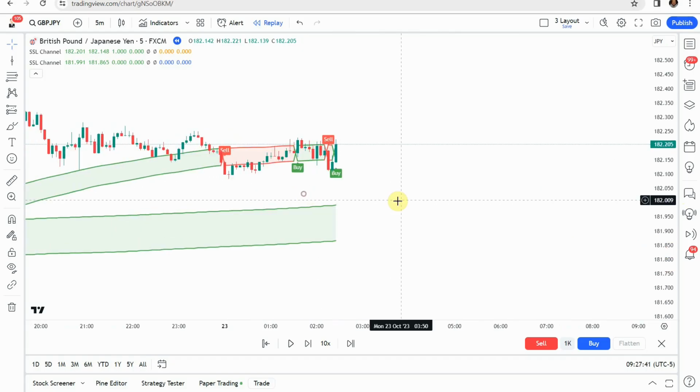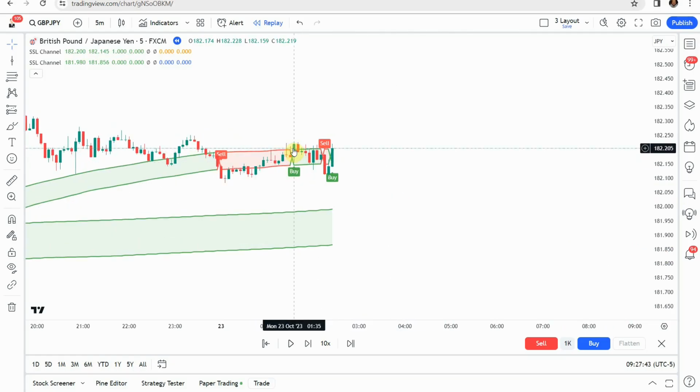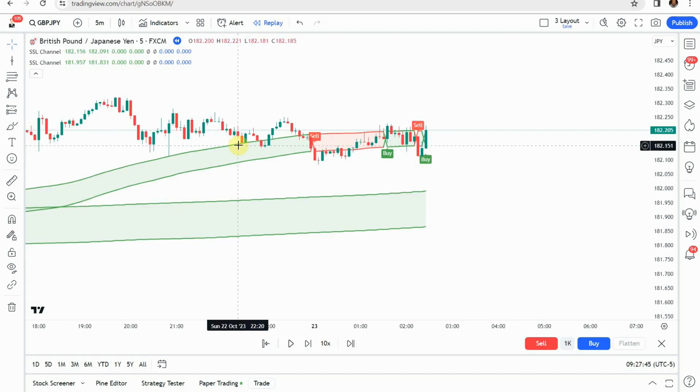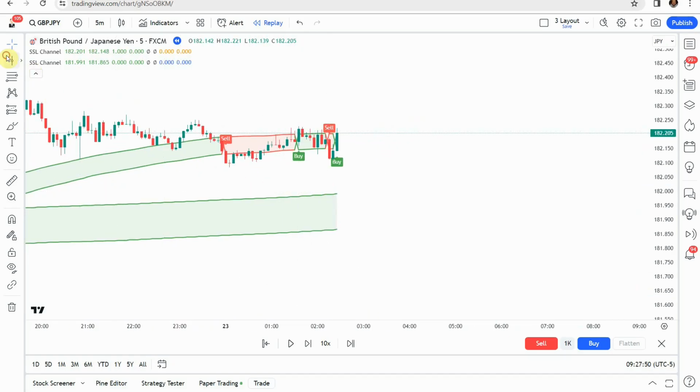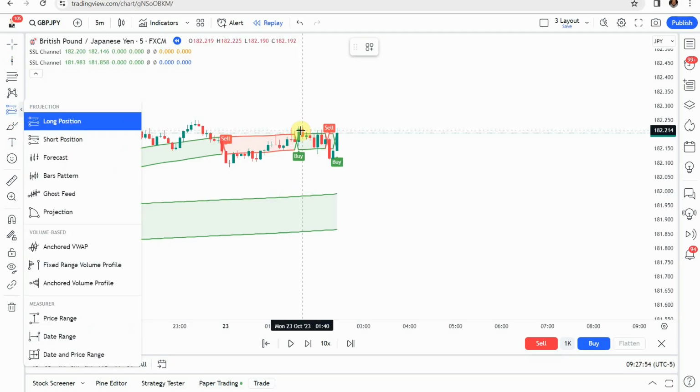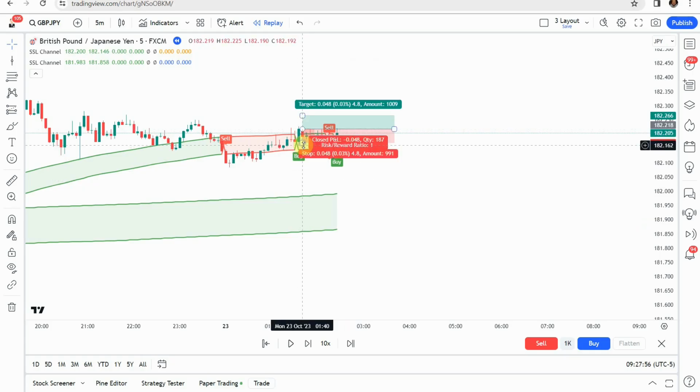And so, for example, you can see here that we get all that criteria. We have the breakout, the pullback, and a buy signal right here. And so that would be where we would then set a long position right there.